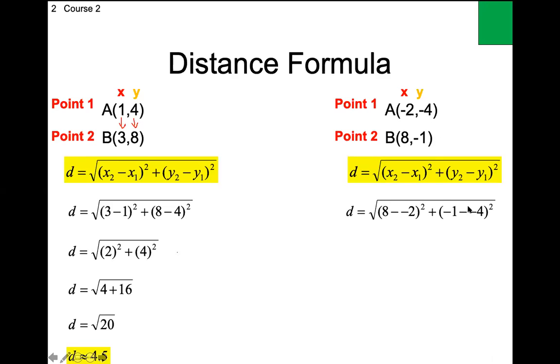On the second one, we would get literally the same thing. Top minus bottom would be -4 minus -1. Bottom minus top would be -1 minus -4. That still gives me a 3 of some sort. You probably got a -3.